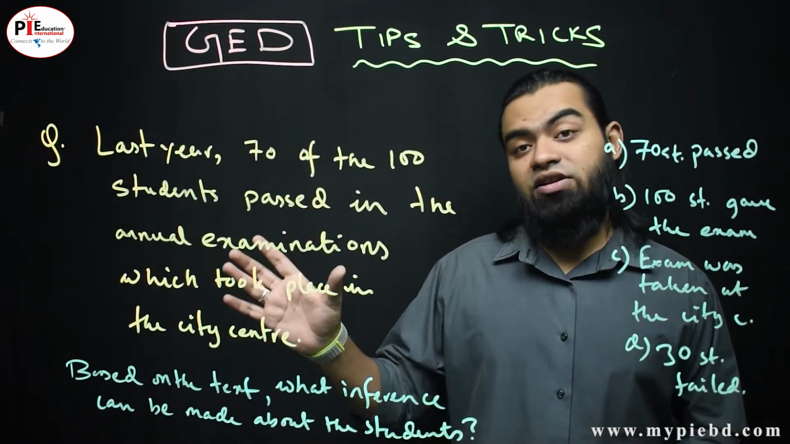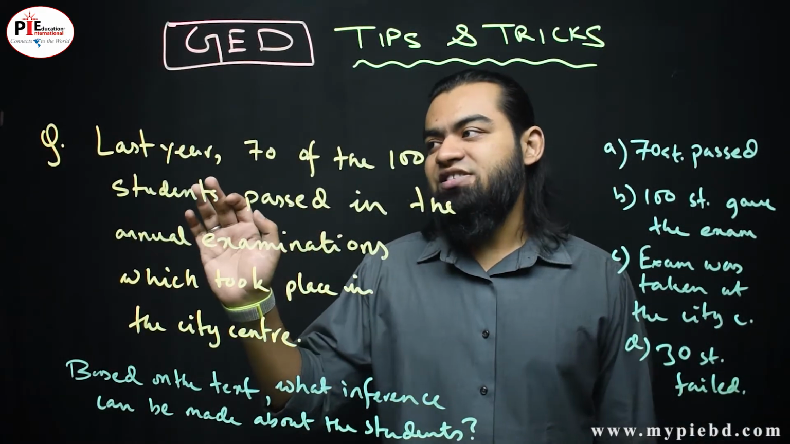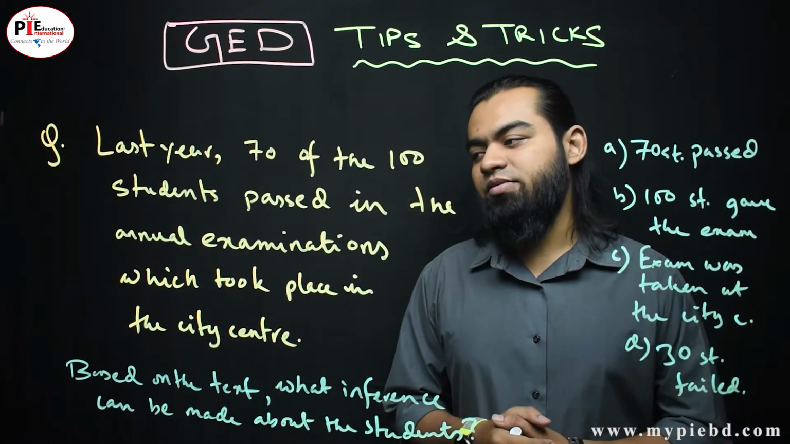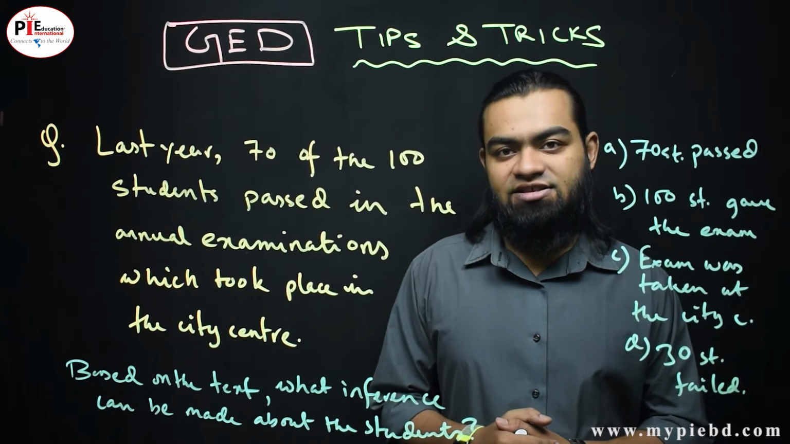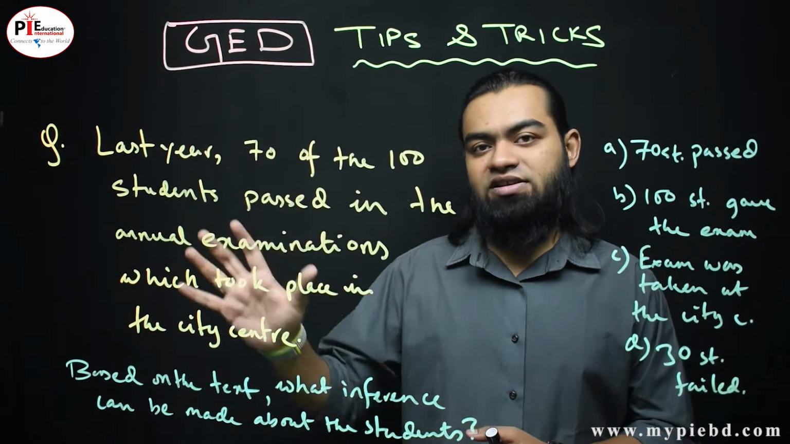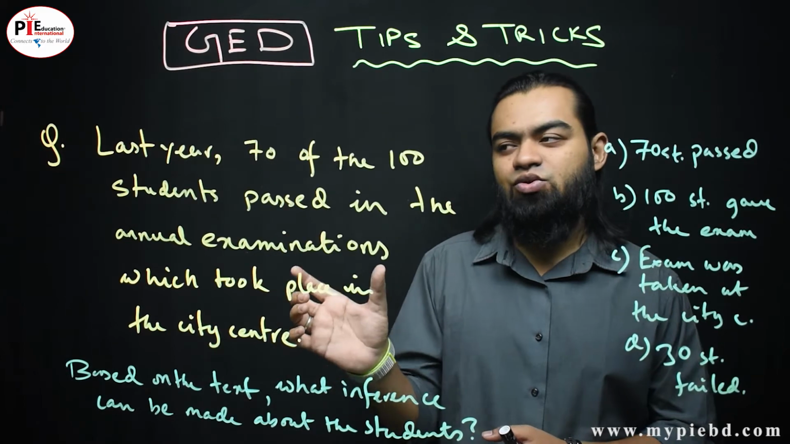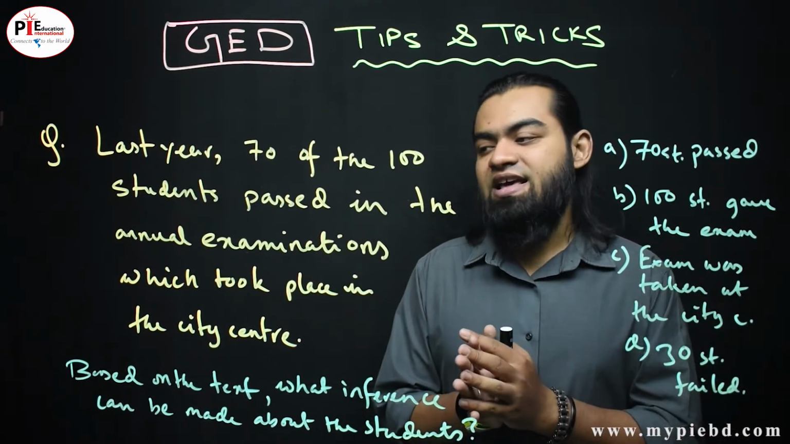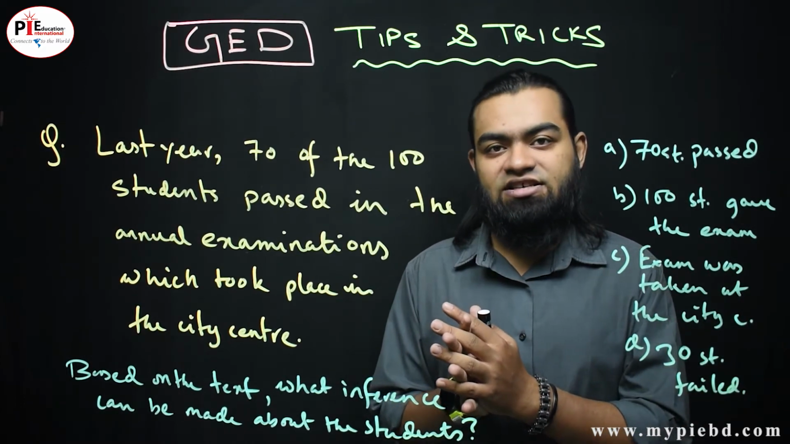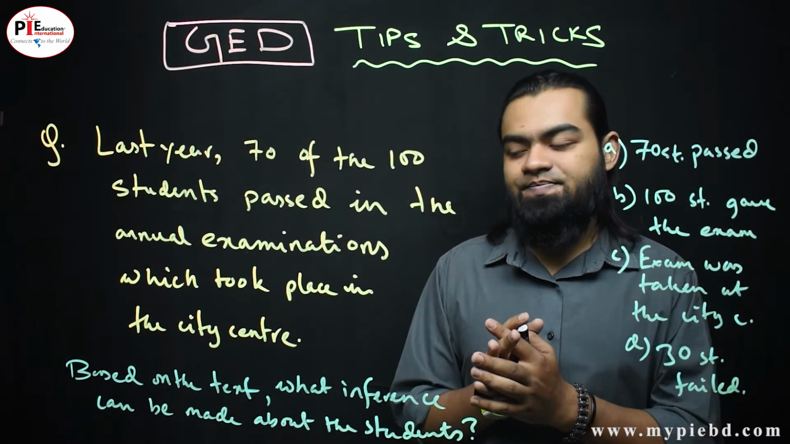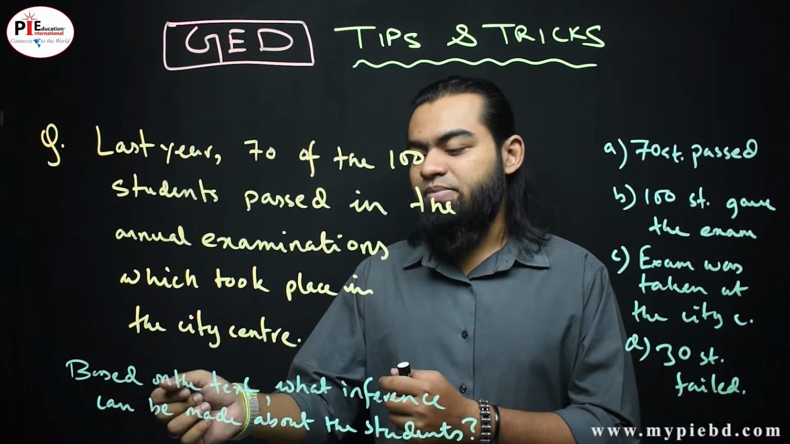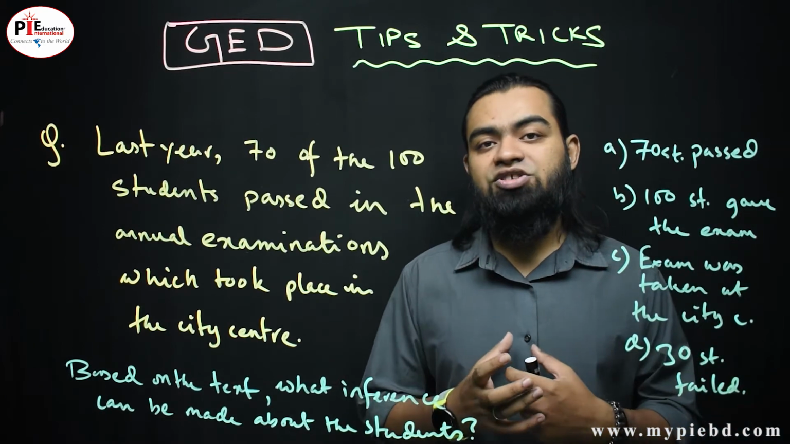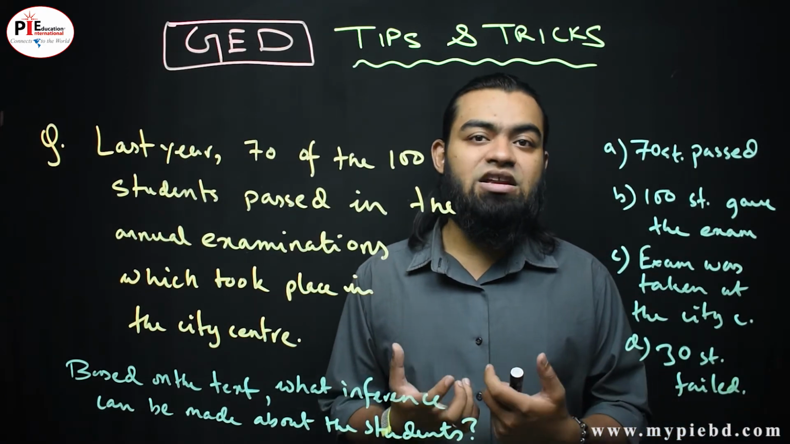Now let's take a look at this question here. The question says, last year, 70 of the 100 students passed in the annual examinations which took place in the city center. So from the passage, we can understand that there were 100 total students who participated in an exam, and the exam took place in the city center. 70 students passed, right? So the question is, based on the text, what inference can be made about the students?